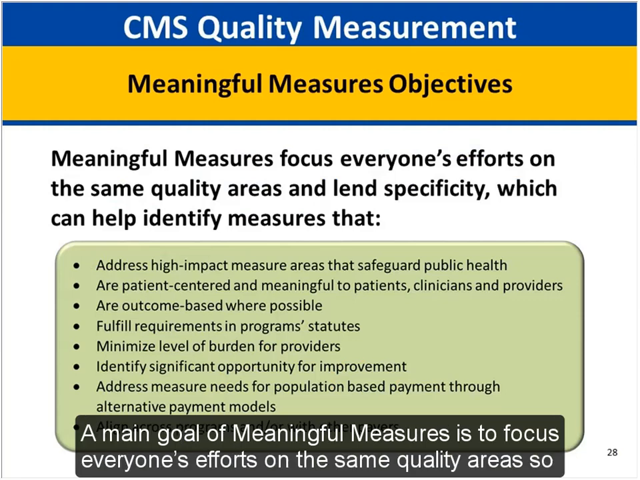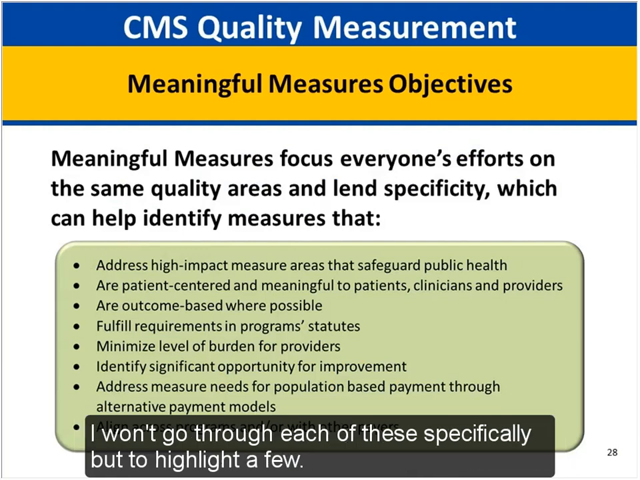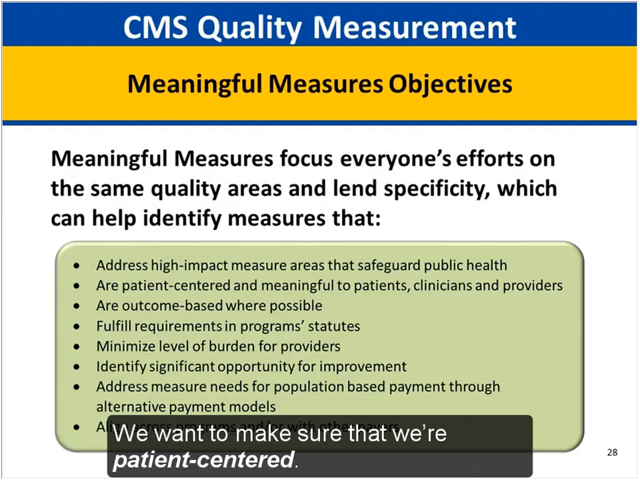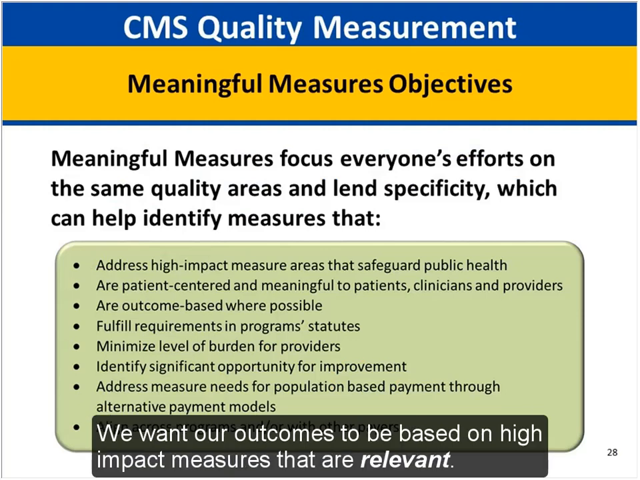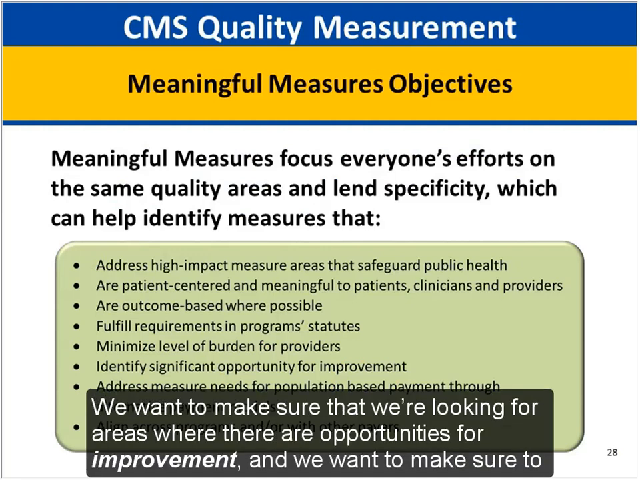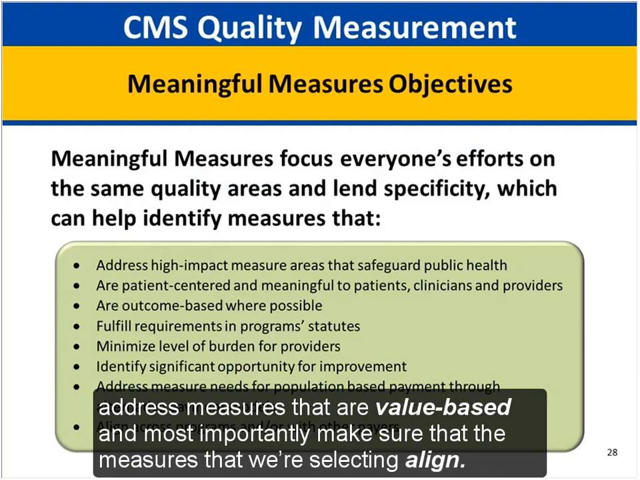A main goal of Meaningful Measures is to focus everyone's efforts on the same quality areas. So I won't go through each of these specifically, but to highlight a few, we want to make sure that we're patient-centered. We want our outcomes to be based on high-impact measures that are relevant. We want to make sure that we're looking for areas where there are opportunities for improvement, and we want to make sure to address measures that are value-based, and most importantly, make sure that the measures that we're selecting align.